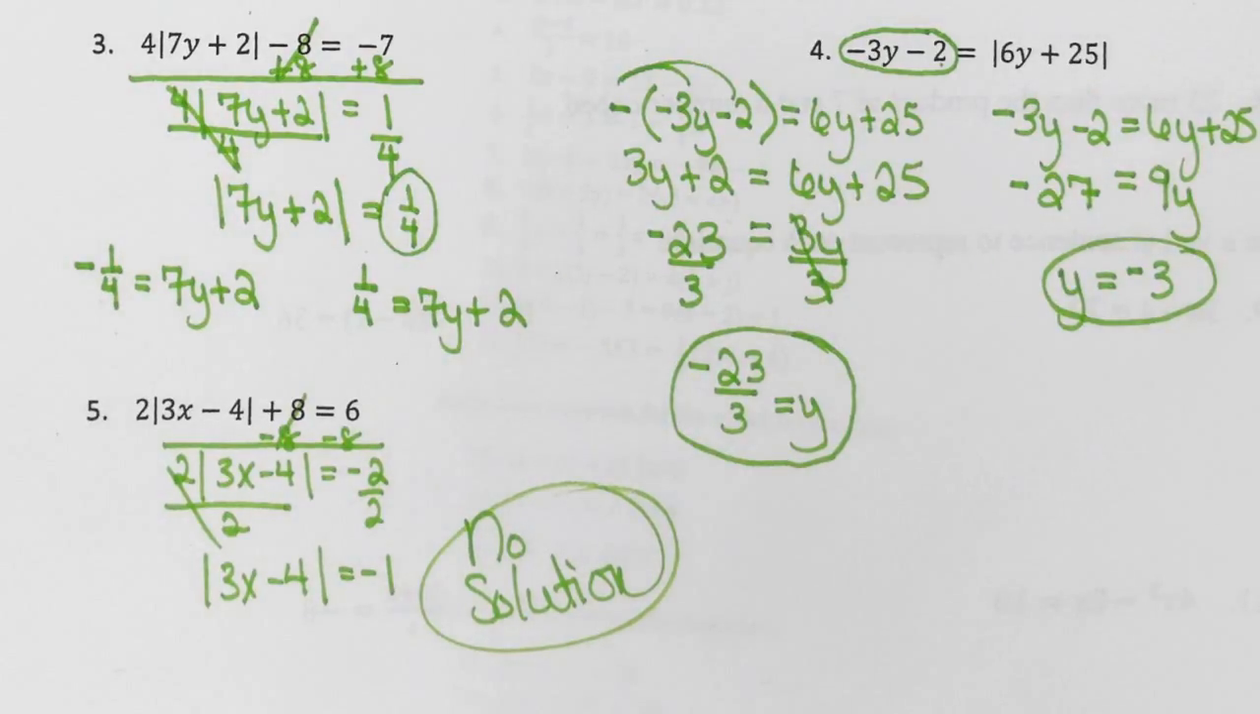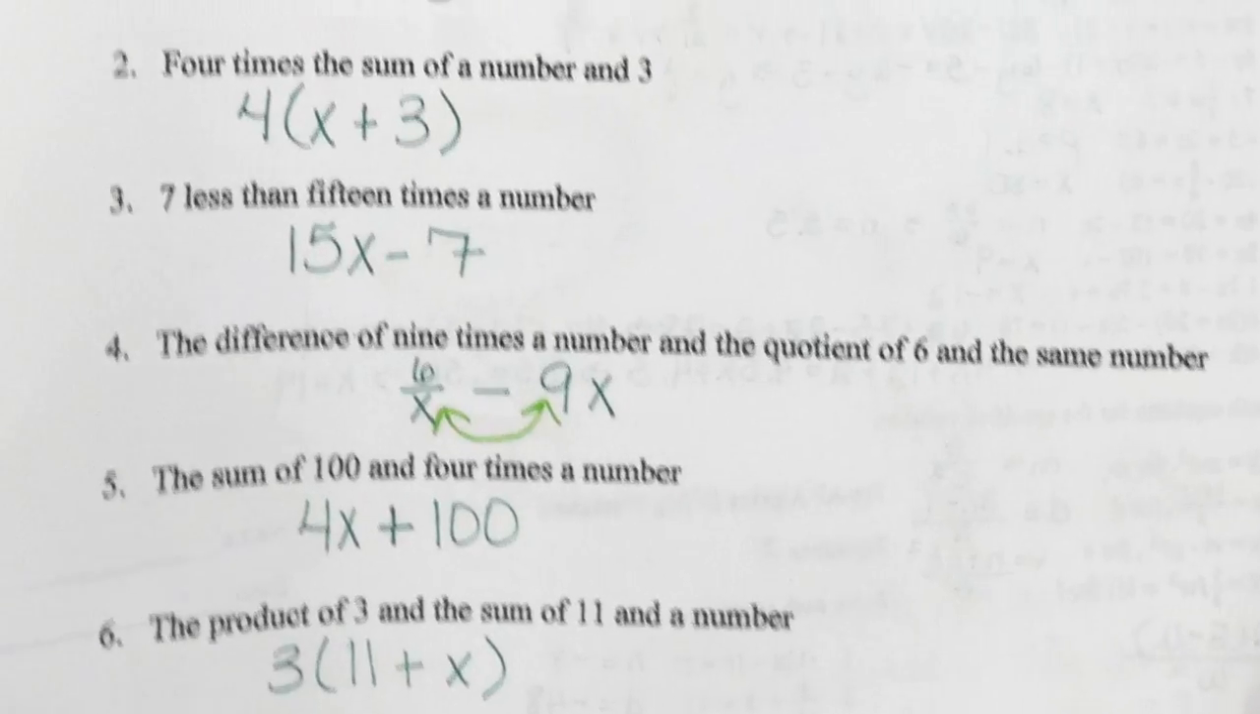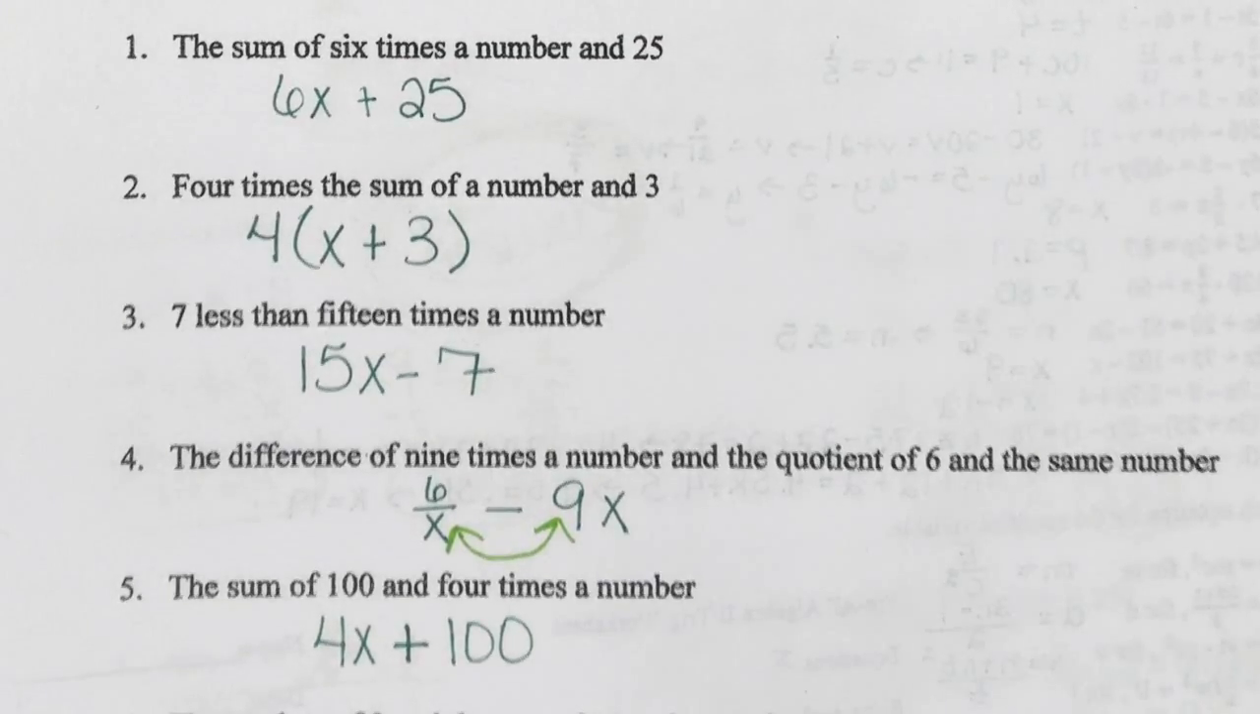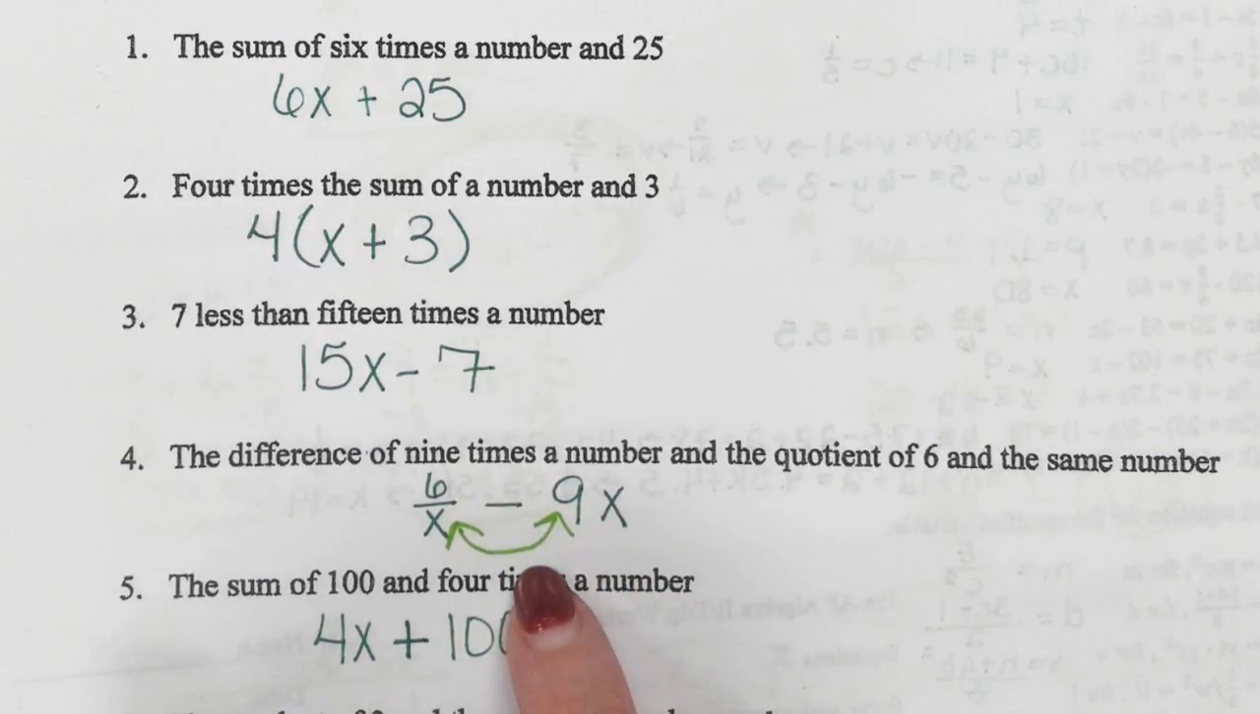All right, everybody okay? Here we go. 3 things. Grab your homework from last night. Hurry. We are not going to turn it in. We're going to check it. Number 4. I wrote that backwards. That's what I get for doing this too fast. It should be 9x minus 6 over x.